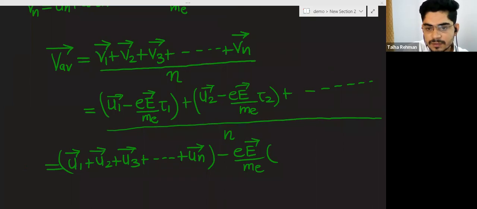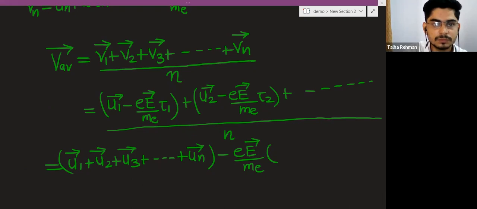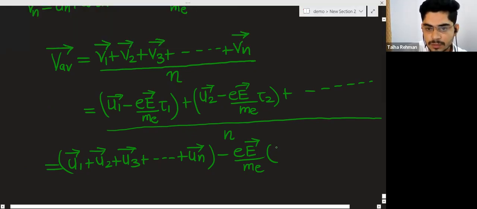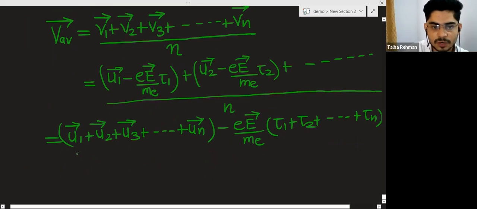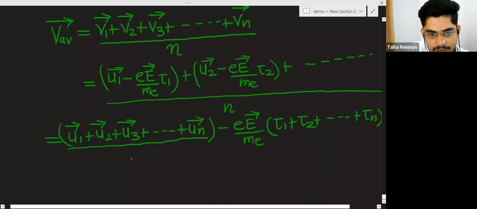So I can write this as tau 1 plus tau 2 plus tau 3 and so on, plus tau n, and this whole term is divided by n. So I can divide this by n, and I can divide this by n. Can I write like this?